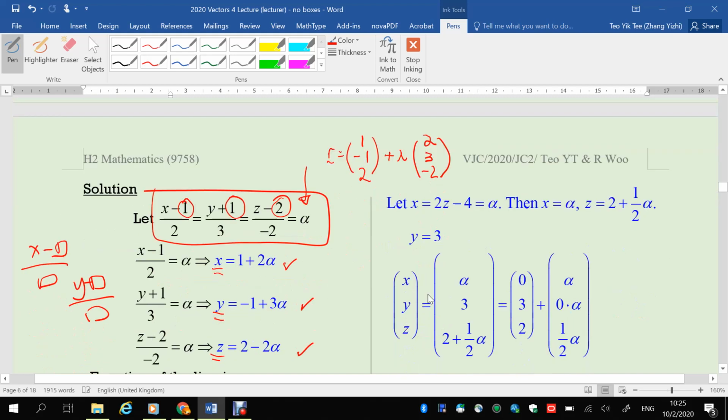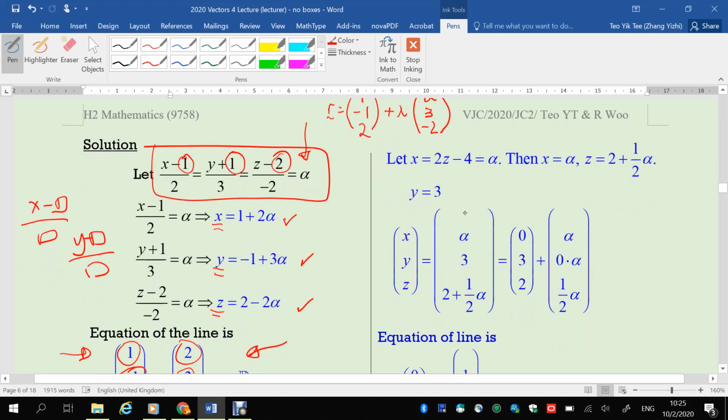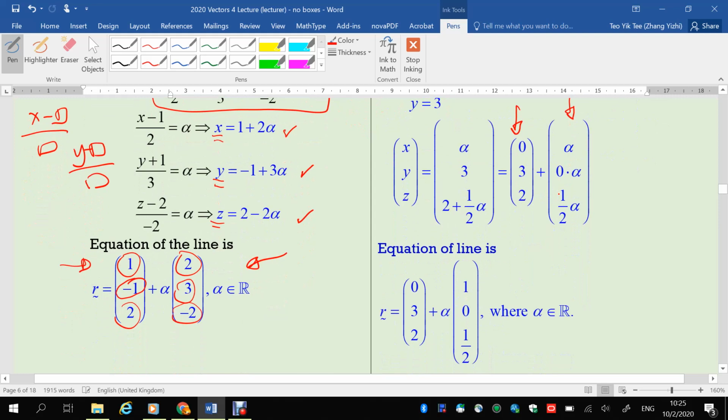So this is how you write down the equation. X is equal to alpha here. Y is equal to 3. Z is equal to 2 plus half alpha. Thereafter, split into your separate components. Keep the numerals on one side. Keep the alpha component on one side. You actually have the vector equation of a line very quickly.